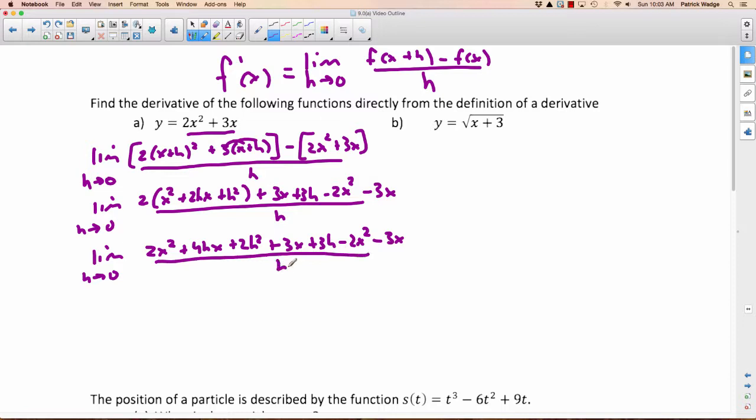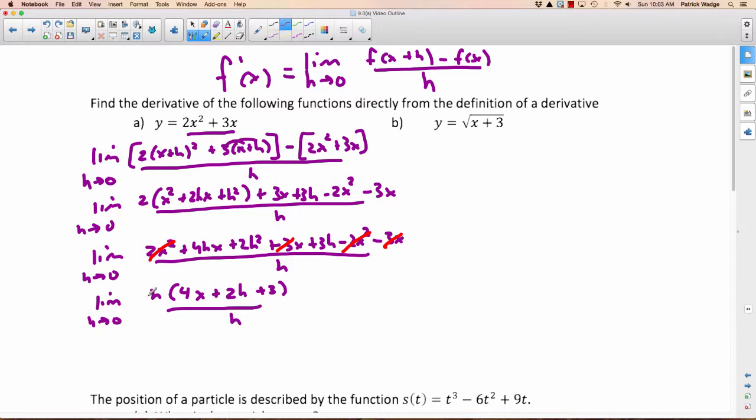Wow, all over h. A whole bunch of stuff's going to cancel, which is very satisfying. 2x squared, negative 2x squared. 3x, negative 3x. I think that's it. Next, we will factor out an h. There's an h in all three of these terms. And I'm left with 4x plus 2h plus 3 all over h.